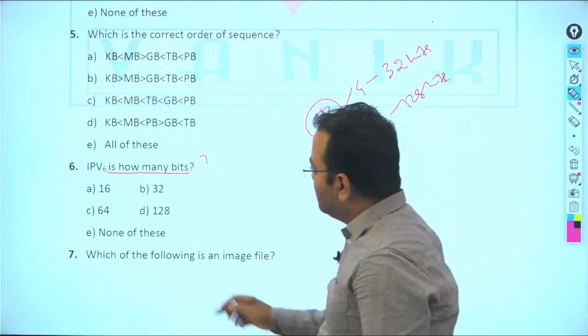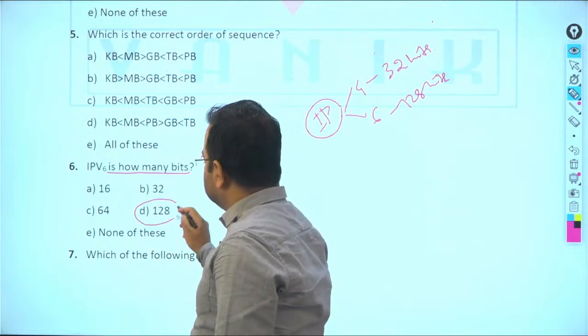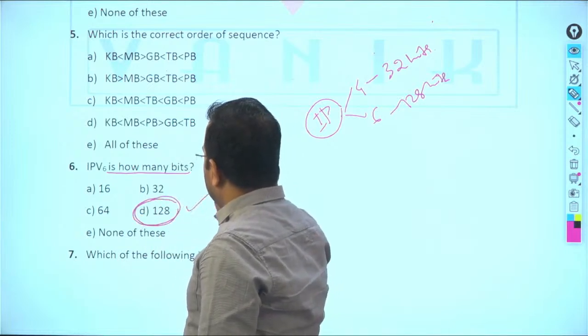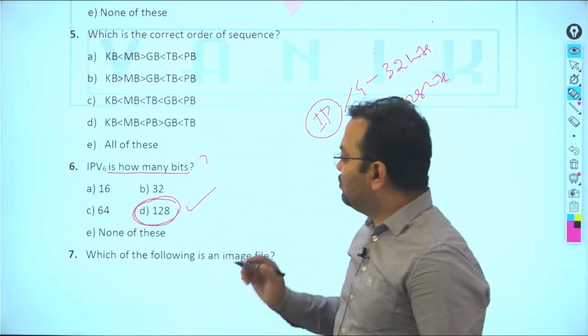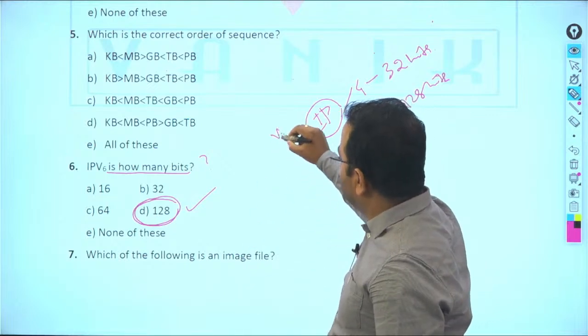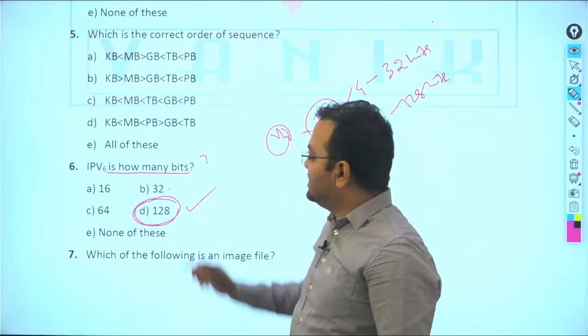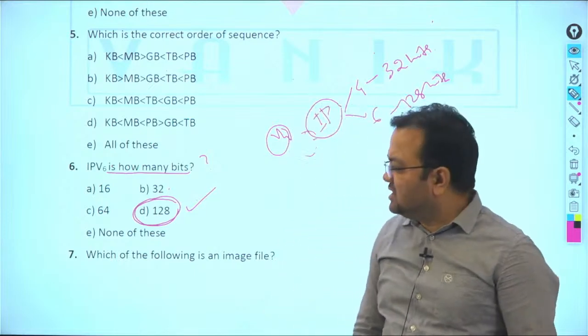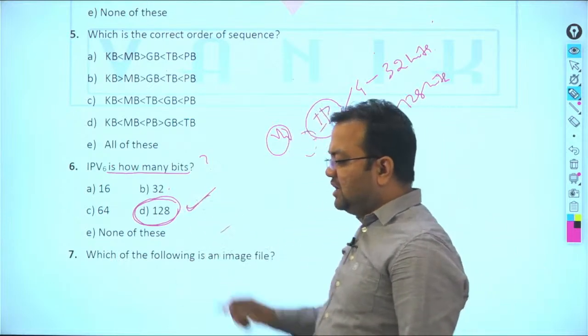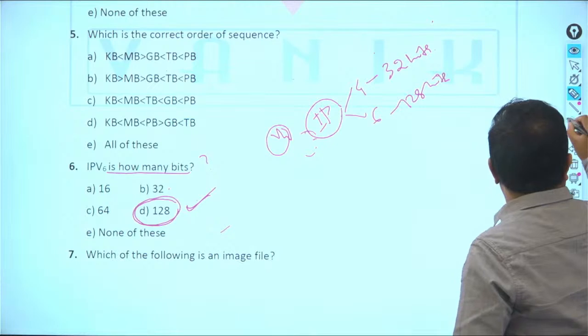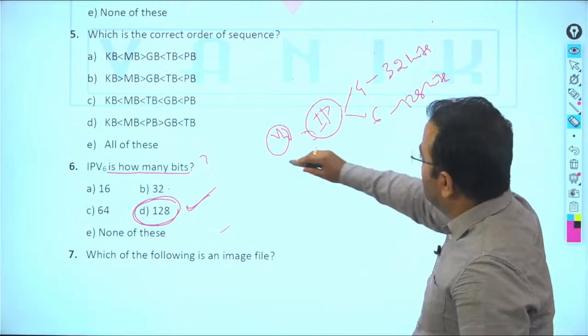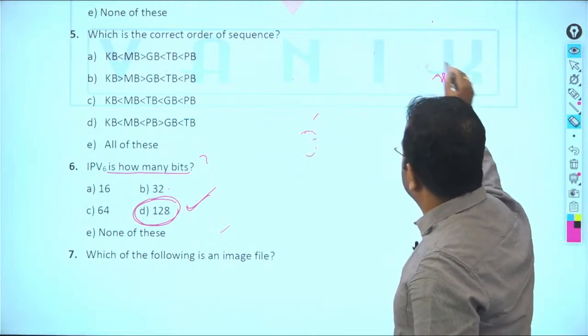So let's check out the options. Here in question number 6, the option is D. This is 128 bits. But if the question asks version 4 is how many bits, then the answer is 32. So here question number 6, the correct answer is D. Then goes to question number 7.